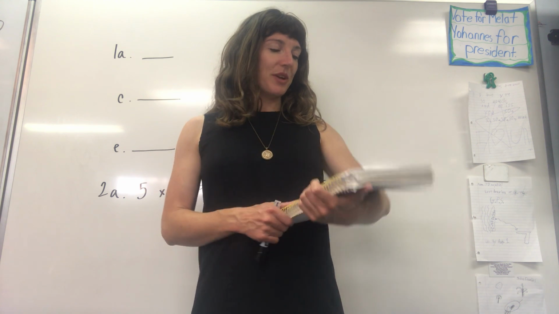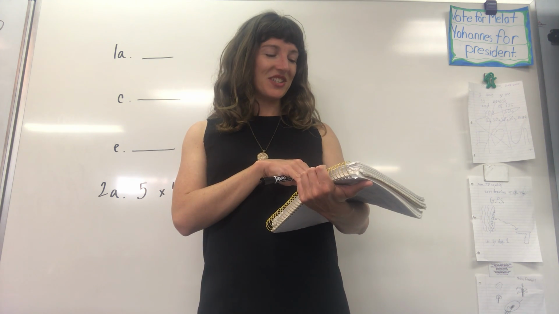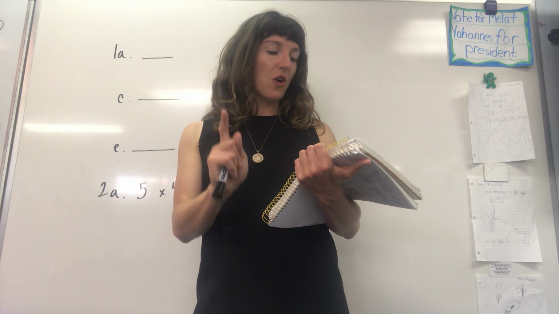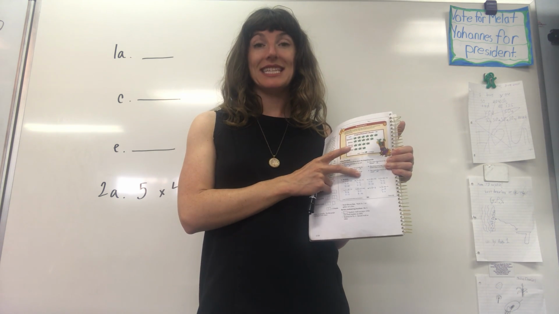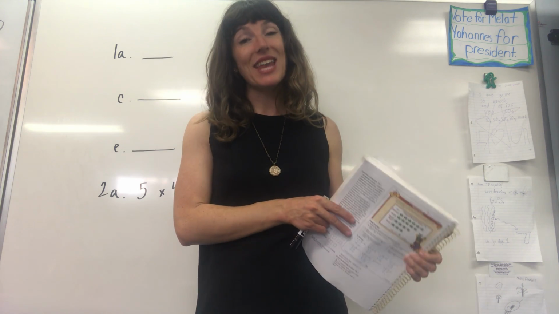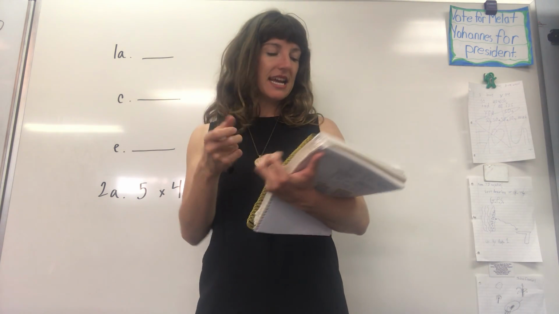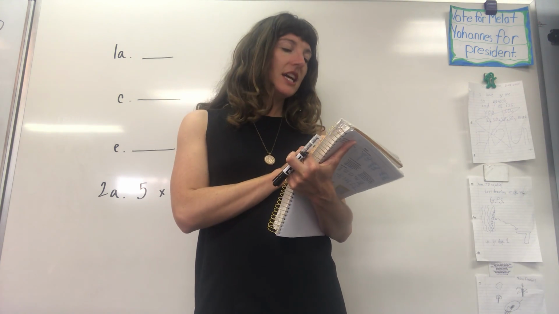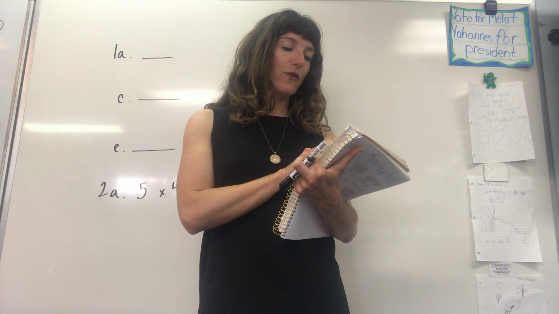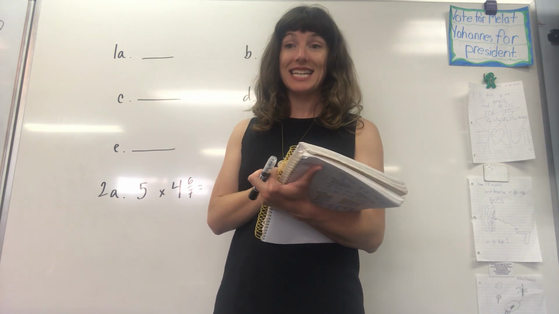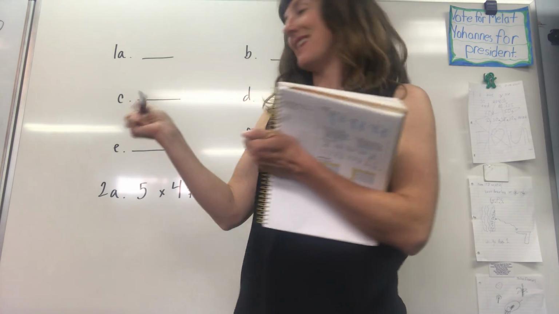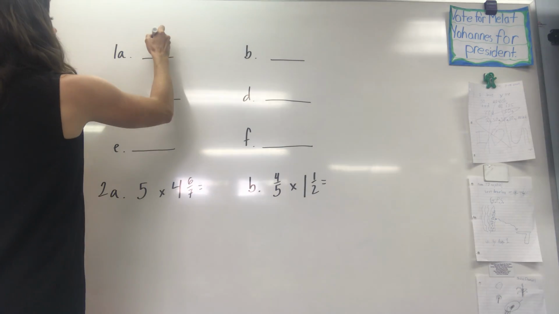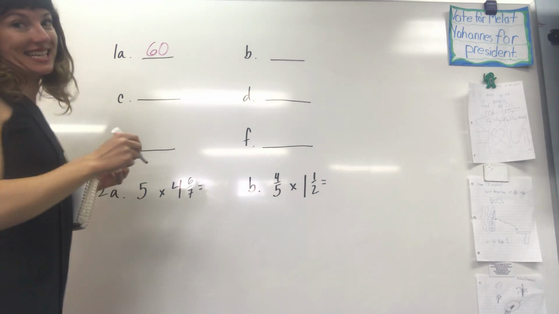Okay, so here we go. We're going to answer the questions in section number 1. How many frogs were in the bedroom? Now remember, take a look at the scale. It says each picture means 10 frogs. So let's count by tens. In the bedroom, there are 10, 20, 30, 40, 50, 60 frogs. So the answer to number 1A is 60.